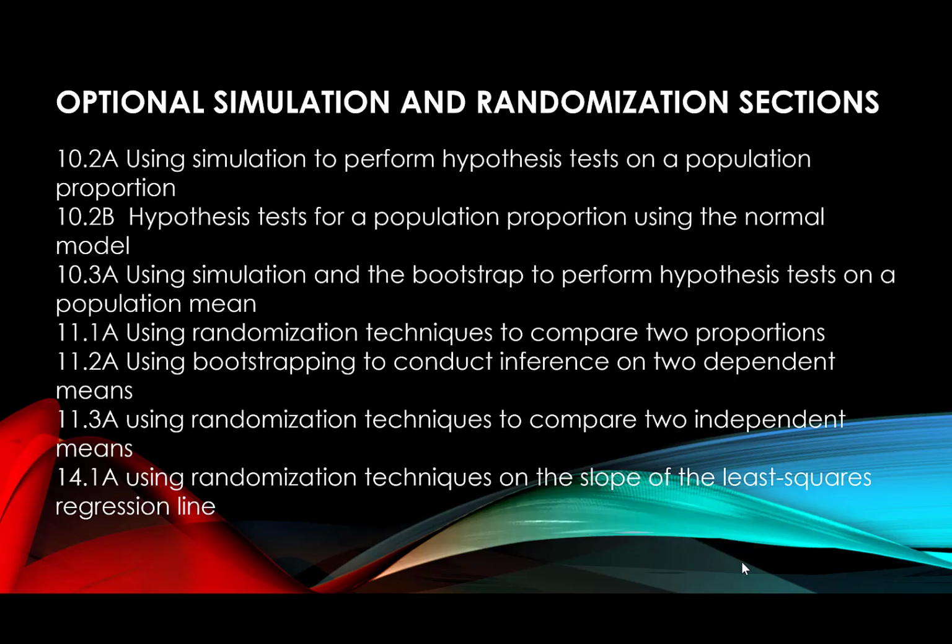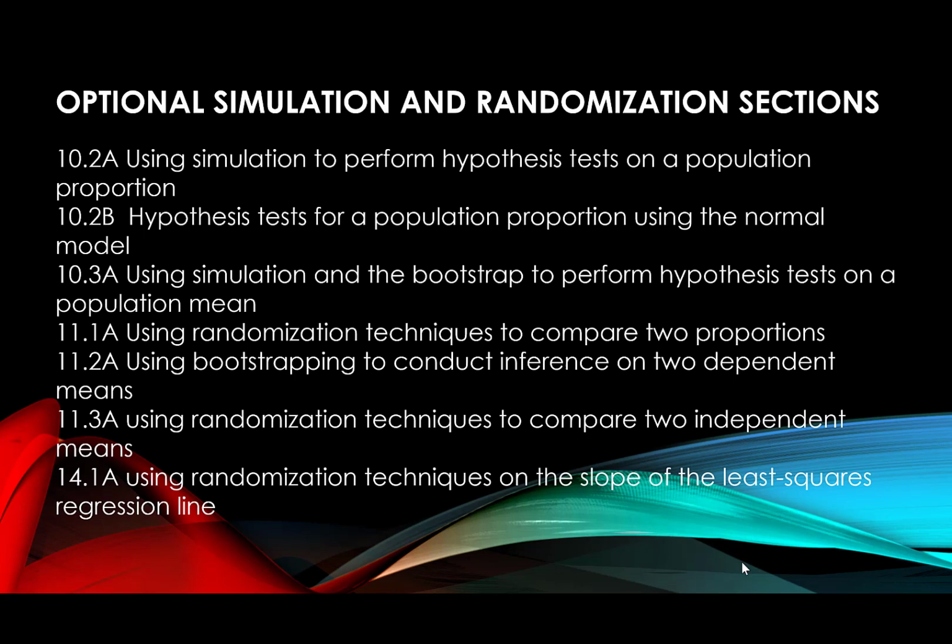I also want to talk about the optional simulation and randomization sections that are new. Simulation and randomization methods are a new approach to hypothesis testing. So new to this edition are optional sections on using simulation to test hypotheses for a proportion. That's section 10.2a. 10.2b then follows up on that with hypothesis tests for a proportion using the normal model, so students can see how the two approaches compare to each other.